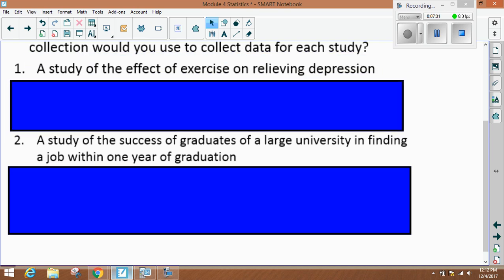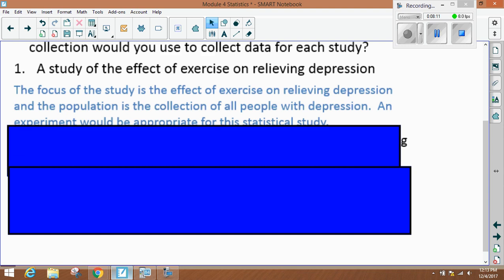Okay, so how would you collect data? Obviously, you're going to figure out the effect of exercise on relieving depression. You would have to have some depressed people, first of all. Don't raise your hand. Just keep it inside. Okay, that's probably not a good way to collect depression. But anyhow, you would have some depressed people. Some of those depressed people you would randomly select to get exercise. And then you would measure their levels of depression. And then other people you would not have exercise, and then you would measure their level of depression, right? So that would be an example where you would want to use an experiment.